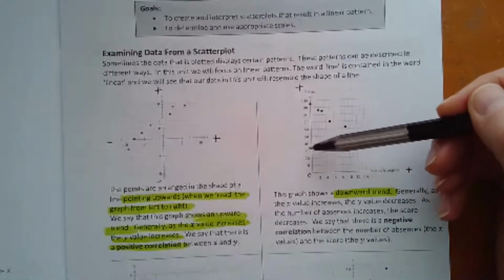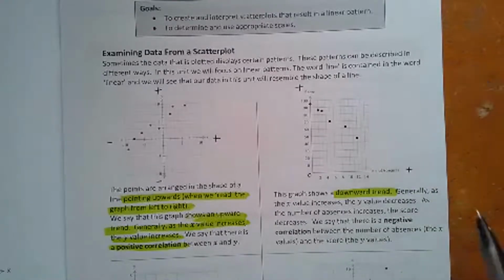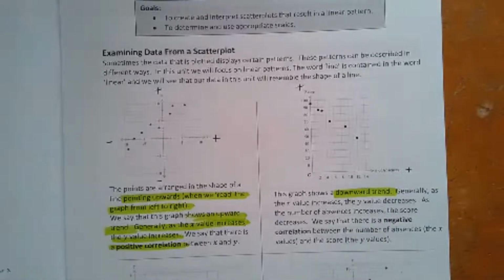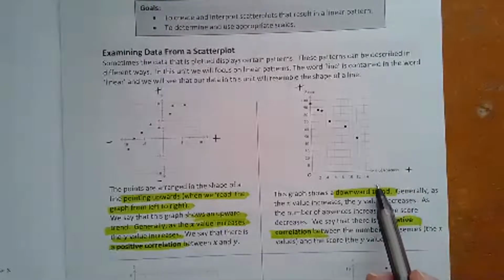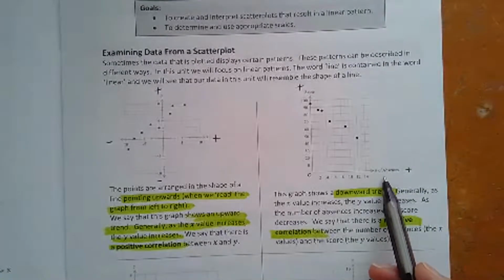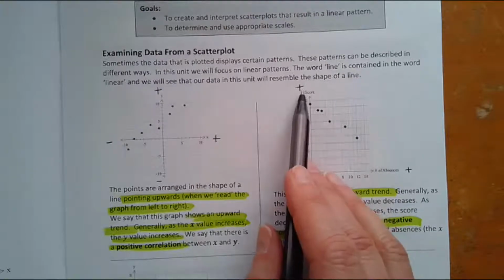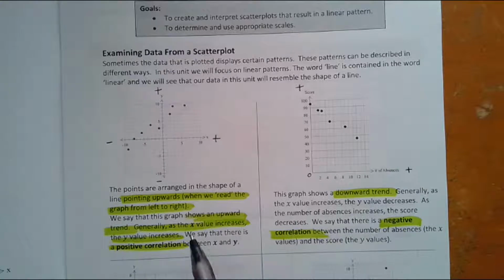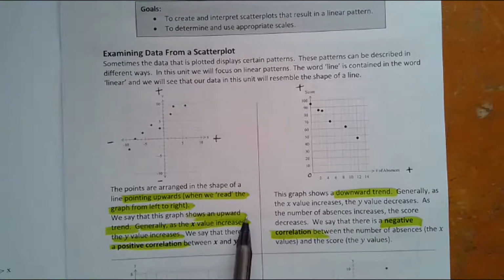What happens to the y values as the x values increase? The y values are dropping. So as the number of absences increases, the score decreases. We say there's a negative correlation, okay? So when the trend is downward, it's negative. And in this story, it makes sense in this context because as the number of absences, probably for students, increases, their mark is going to go down, okay? So if a line trends upwards, we say positive correlation. If the line trends downwards, negative correlation.